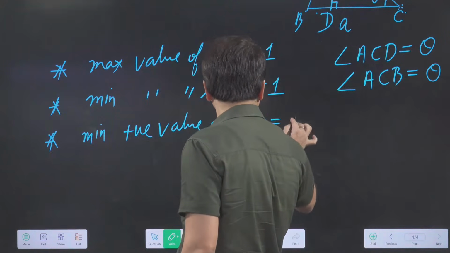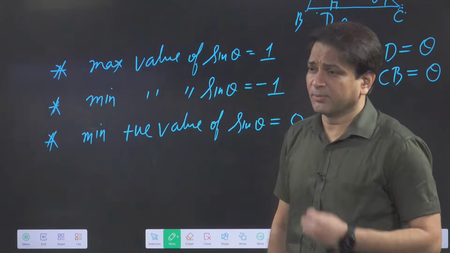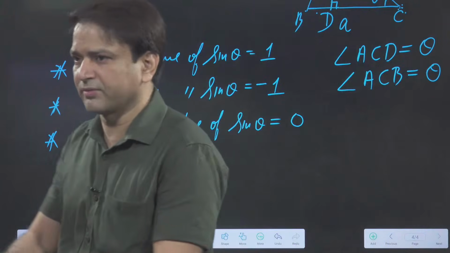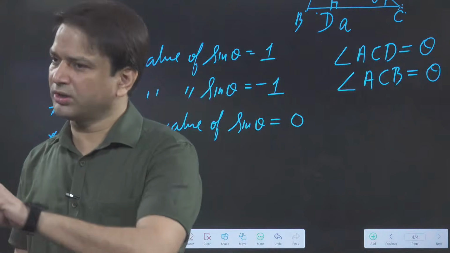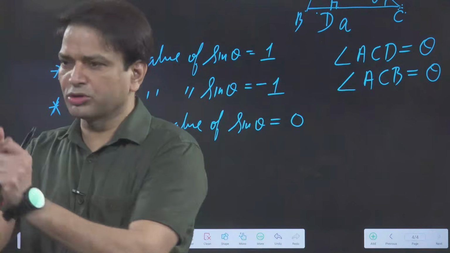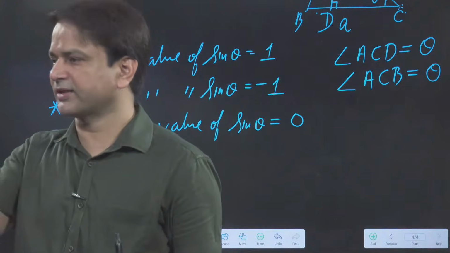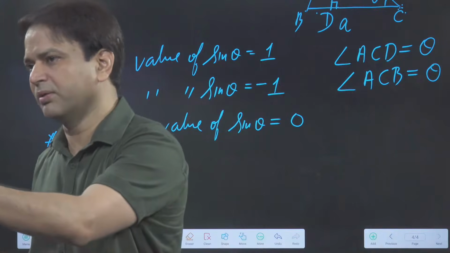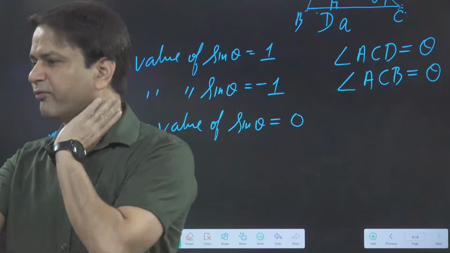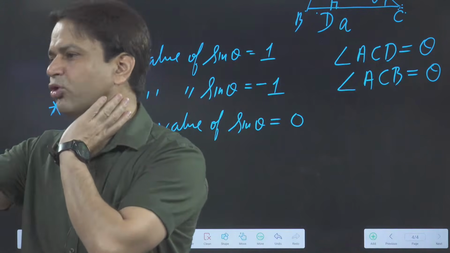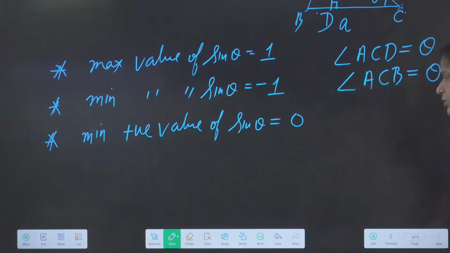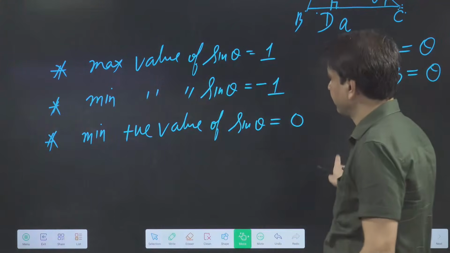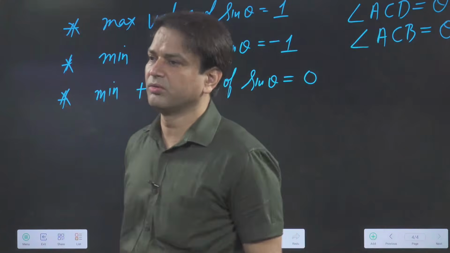Minimum positive value of sine theta is what? 0. Suppose I know that sine theta will not be negative, it will be positive. So the minimum positive value is 0. But suppose no condition is there, then we have to take the minimum only. So the minimum we can say is -1. Maximum will be 1. Sine theta can never be more than 1. Everybody got? So this boundary condition you have to remember. Sine theta will be between -1 and 1.